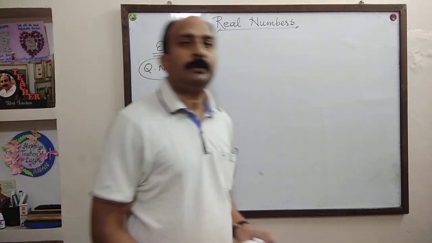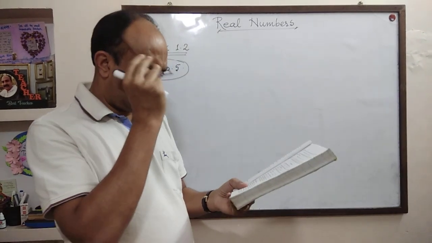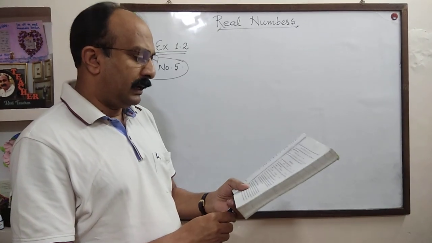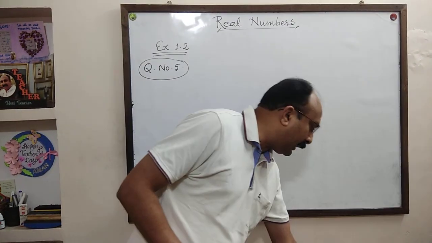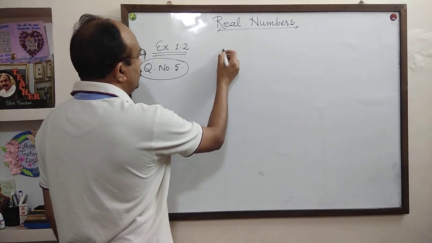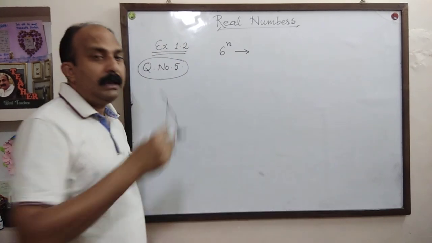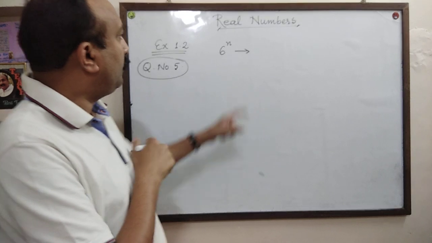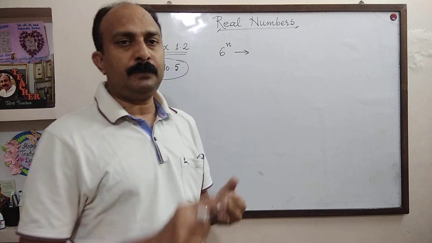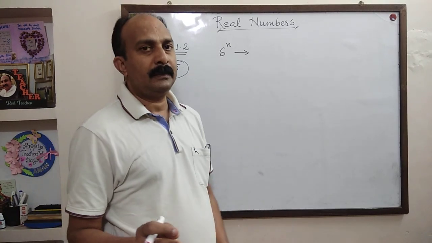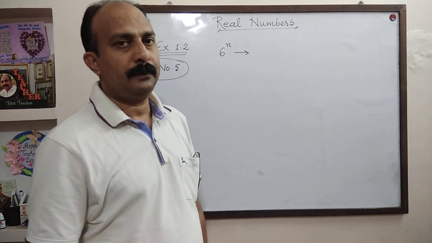So today I am continuing with question number 5, and question number 5 is: check whether 6 power n can end with the digit 0 for any natural number n. The question is this: check whether 6 power n can end with the digit 0 for any value of n. Means 6 power 1, 6 power 2, 6 power 3, 6 power 4 and so on. Can any of these numbers end with the digit 0?